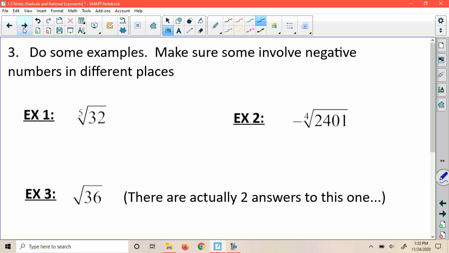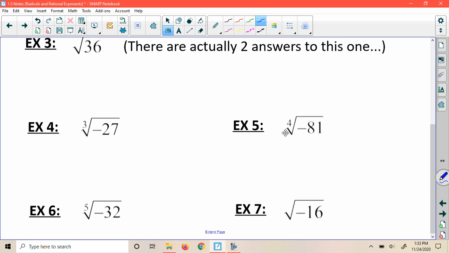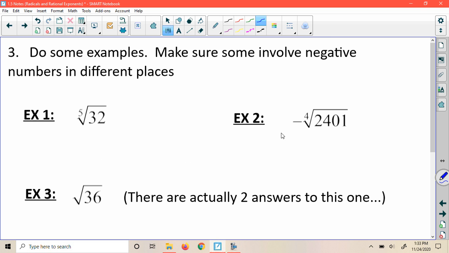So number 3, let's do some official examples here, and we'll see some negatives sprinkled in throughout the examples to see how we deal with that. Example 1, the 5th root of 32. You might know that right off the top of your head, but you might not. So if you didn't, you just start exploring on your calculator and say, okay, what is the number that when I take it to the 5th power equals 32? So you'd start investigating different numbers to the 5th power on your calculator. It ends up just being 2. So the 5th root of 32 just equals 2.